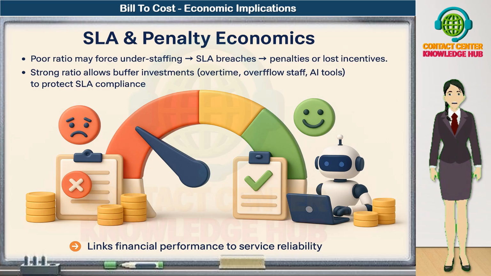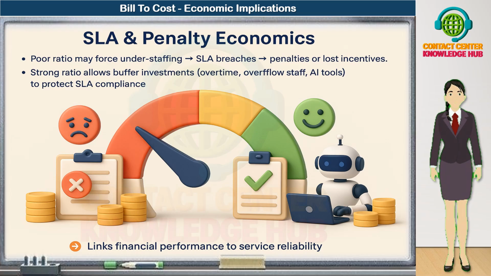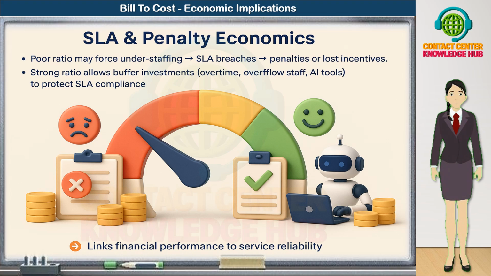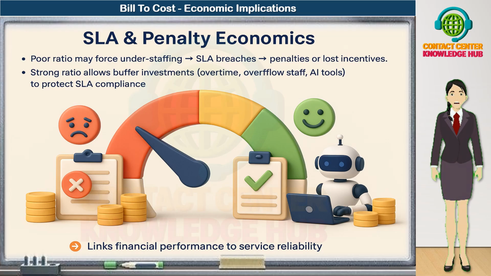In contrast, when the ratio is strong, it provides a financial buffer. You can afford to invest in overtime, overflow staffing, or AI-powered efficiency tools to safeguard SLA commitments even under peak load. Key insight: a healthy build-to-cost ratio connects financial performance to service reliability, ensuring that strong margins translate into consistent delivery, compliance, and client satisfaction.